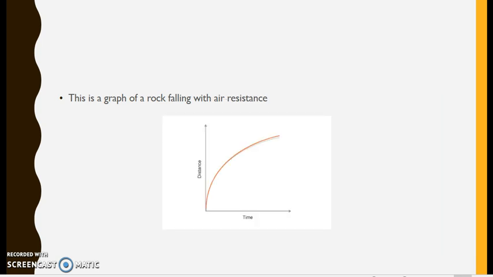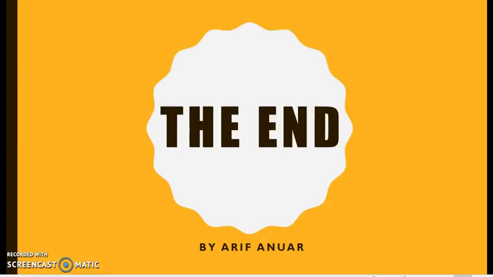Next, this is a graph of a rock falling with air resistance. As you can see, the graph is kind of curved and it's plateaued. This means that with air resistance, it keeps falling, and then eventually the air resistance is equal to its acceleration. This is called terminal velocity. We have talked about this before, and basically it just stops speeding up. And basically, that's it. That's the end of this slide.